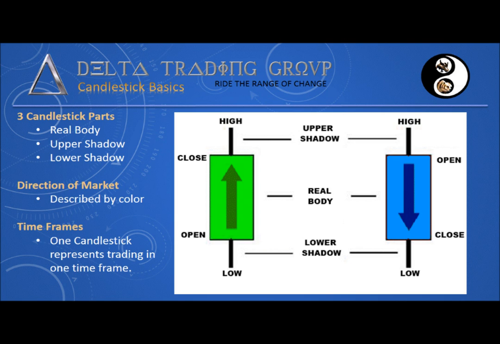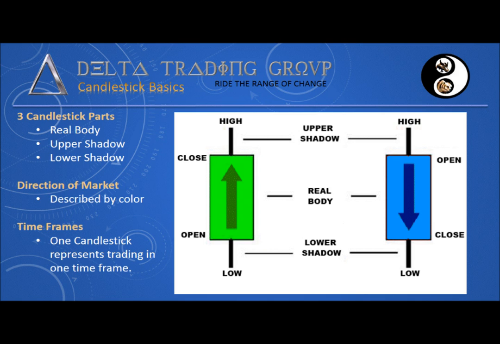And to recap, a candlestick has three parts: the body, which shows the opening and close, the upper and lower shadows, which show the highest price and the lowest price it traded at, and then the color will describe which direction the opening was in relationship to the closing, and then the candlestick itself represents a complete time frame.